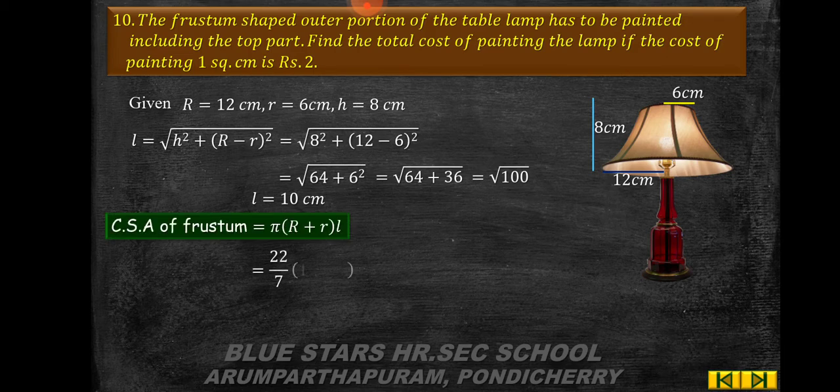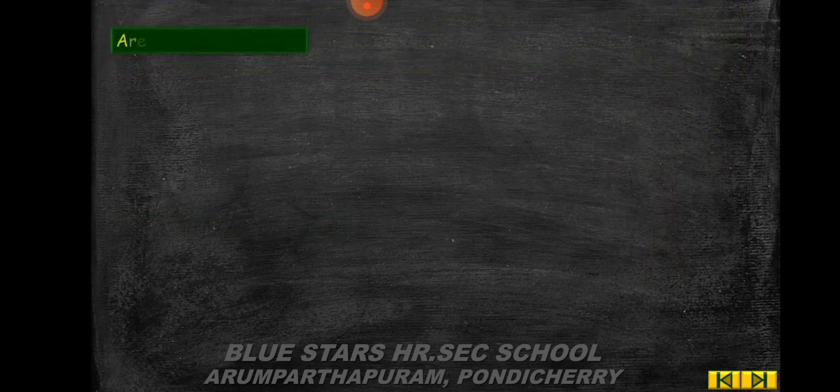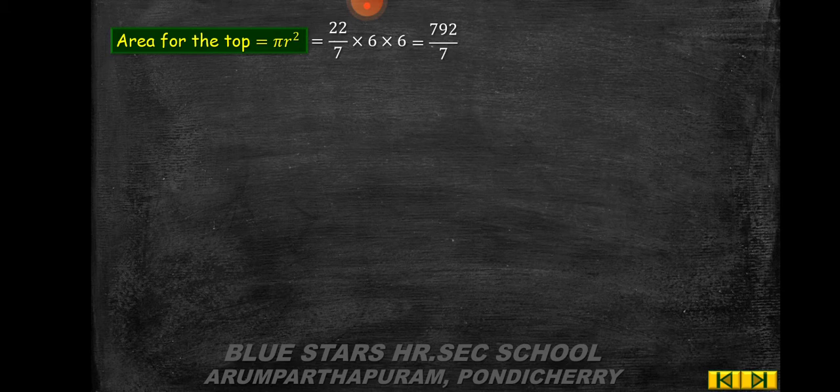Then CSA of a frustum is equal to pi into capital R plus small r into L, which is equal to 22 by 7 into 12 plus 6 into 10, which is equal to 22 by 7 into 18 into 10. You get 3960 by 7, which is equal to 565.7 centimeter square. So area for the top is equal to pi r square, which is equal to 22 by 7 into 6 into 6, which is equal to 792 by 7, which is equal to 113.14 centimeter square.